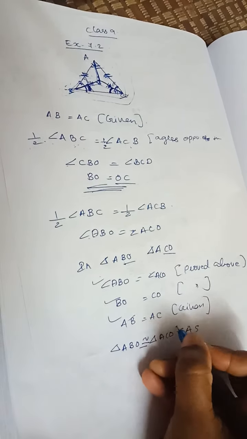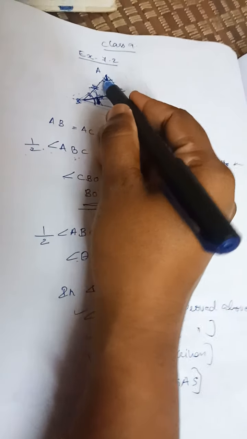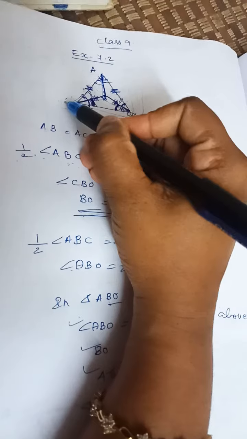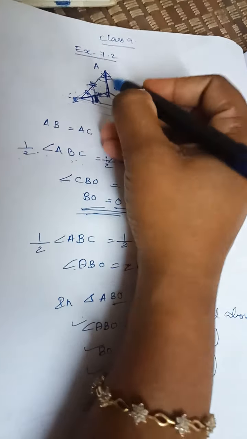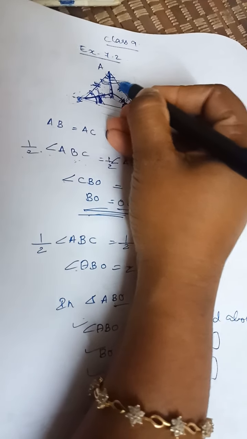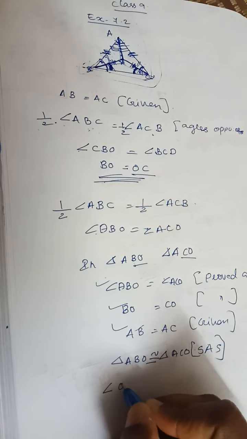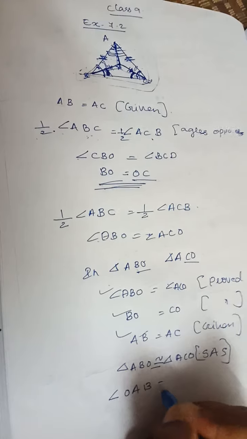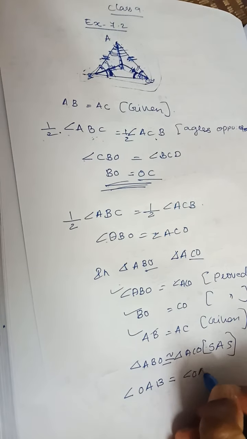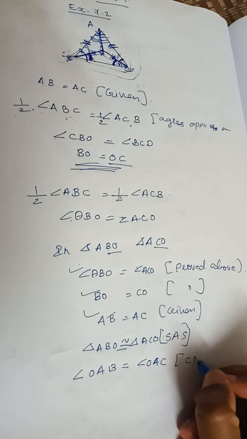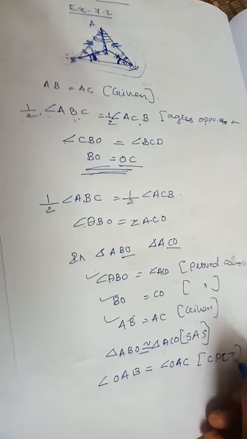If these two triangles are congruent, then we can equate their corresponding angles. We have to prove that this is a bisector, correct? So I am equating these two angles: angle OAB is equal to angle OAC. By using CPCT, we can write these two angles are equal. What is the reason here? By using CPCT, corresponding parts of congruent triangles are equal.